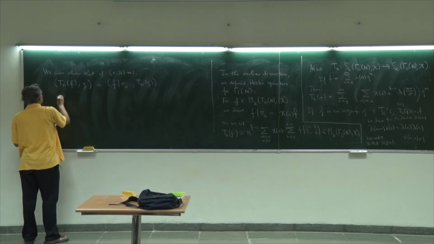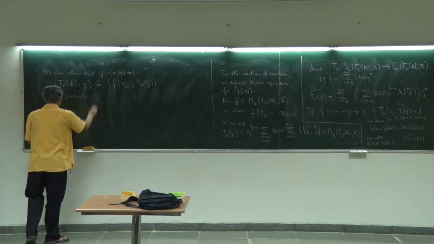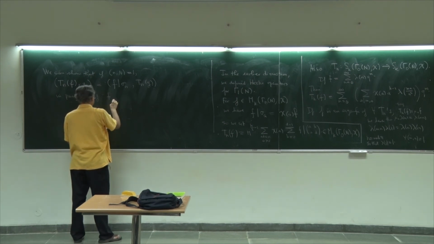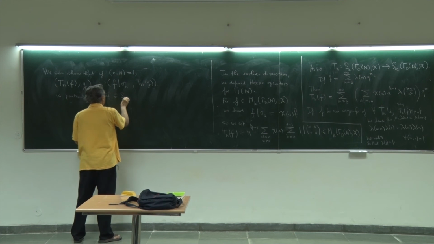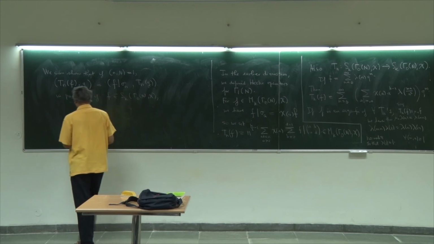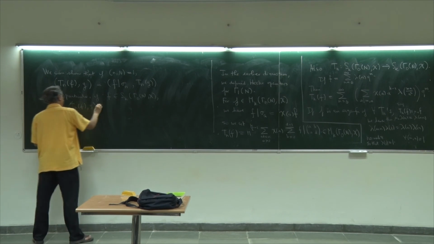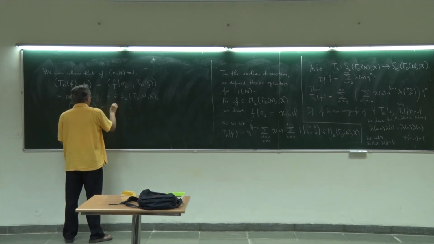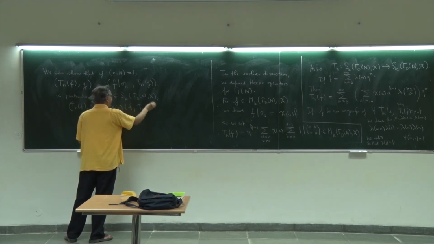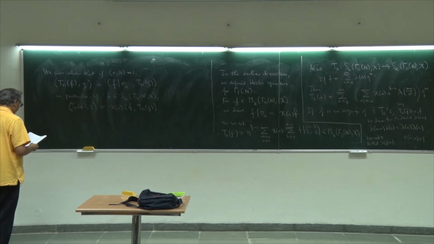In particular, if f is in Sk of gamma naught of N, chi, then Tn of f and g is equal to chi of n times f and Tn of g. So it's not the clean property that we had before.